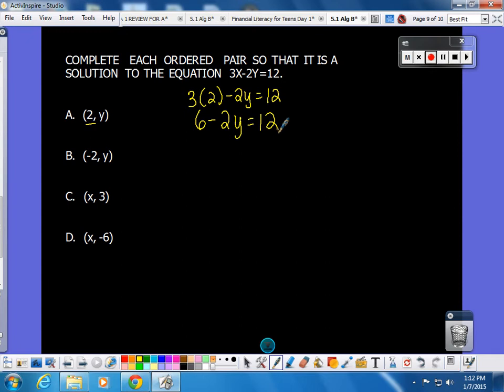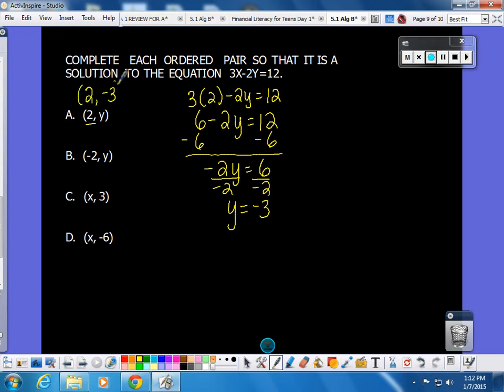Now I've got to solve for y. What would I do first? Do what on both sides? Subtract 6. Good job. Subtract 6 from both sides. And then, what would I do, guys? Divide both sides by -2. And what is y equal to? -3. Perfect. And so the solution here is 2, -3.